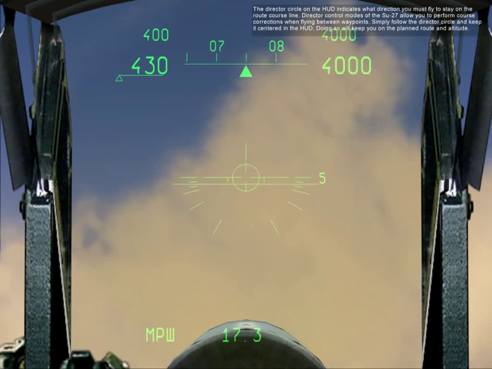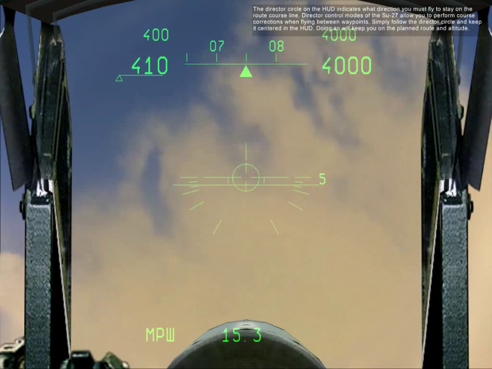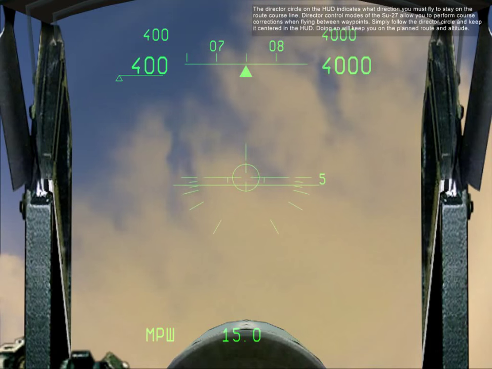The director circle in the HUD indicates what direction you must fly to stay on the route course line. Director control modes of the Su-27 allow you to perform course corrections when flying between waypoints. Simply follow the director circle and keep it centered in the HUD. Doing so will keep you on the planned route and altitude.